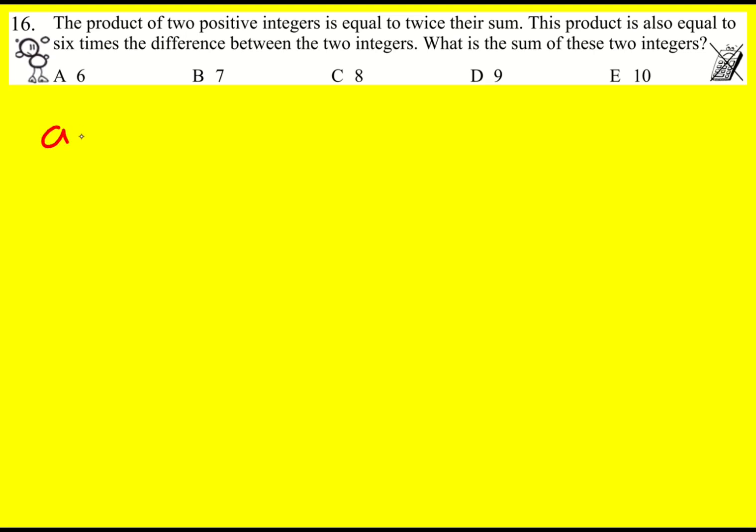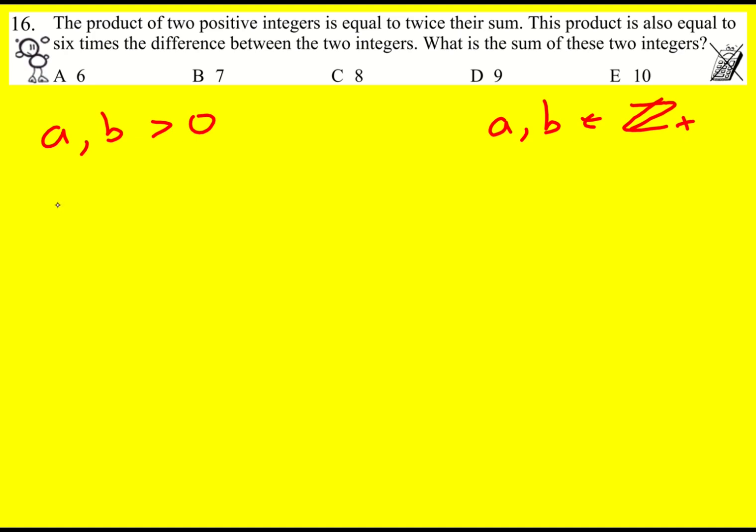We have two positive integers in this question. I'm going to call them a and b and write that they're greater than 0. An even better way of doing this, by the way, is to say that a and b belong to the set of integers that is positive.